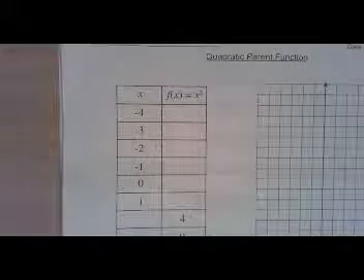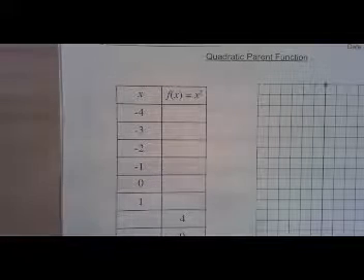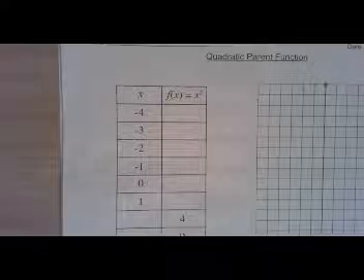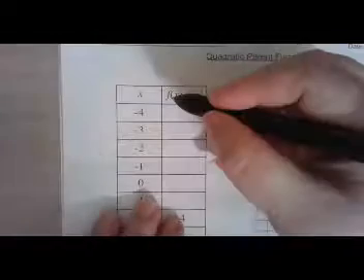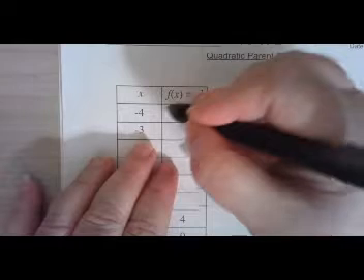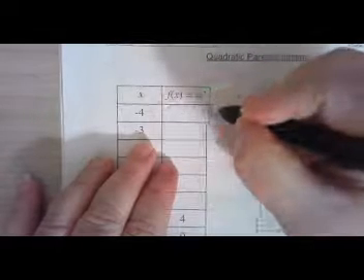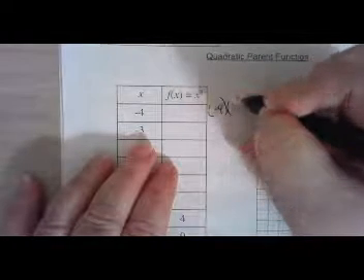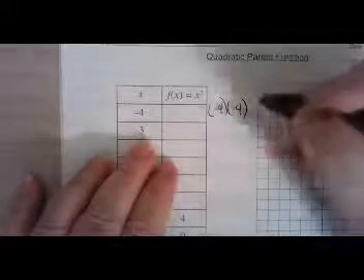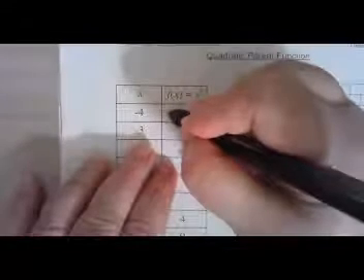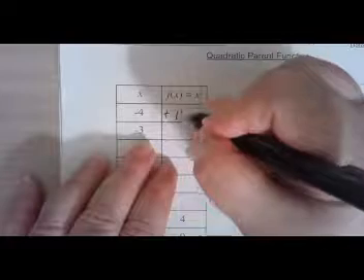Right, this is the quadratic parent function. We are going to take our values that are in column x and we are going to square them. So if I take a negative 4 times a negative 4, I will get a positive 16 because a negative times a negative is a positive, and 4 times 4 is 16.